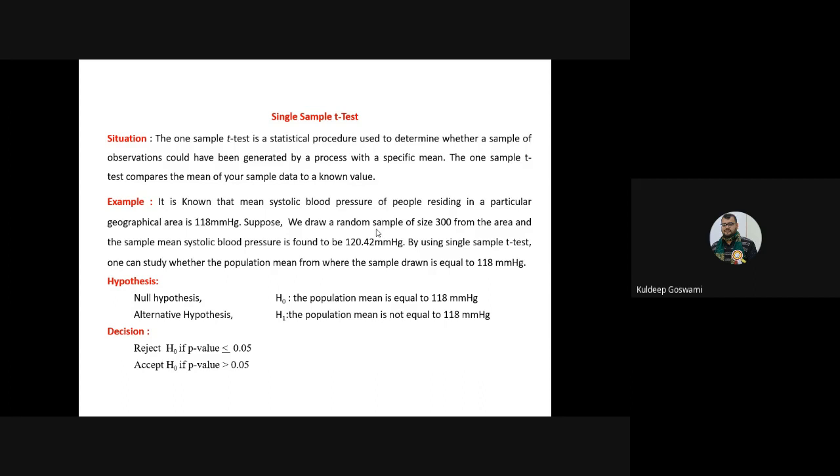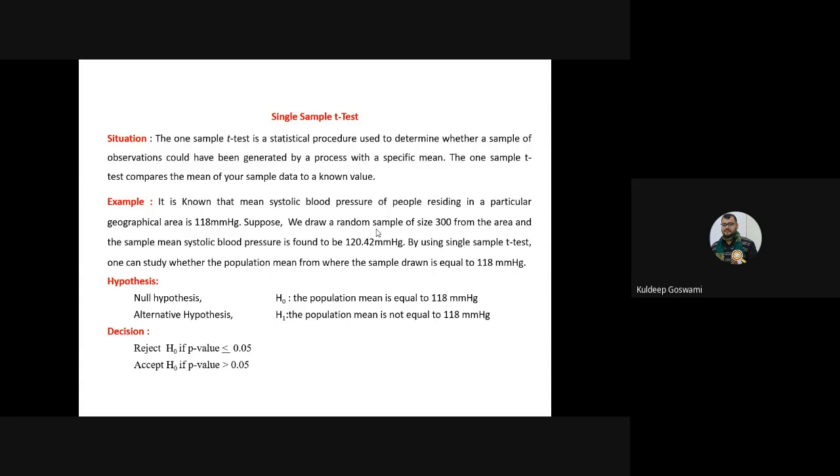Now, by using that testing procedure, one can study whether the population mean from where the sample is drawn is equal to 118 mmHg or not. See, in this case, what you have got from the earlier research is that the mean systolic blood pressure of that area is 118. Okay, but from the data set, when you calculate the mean systolic blood pressure, you found that no, it is not 118, it is 120.42.